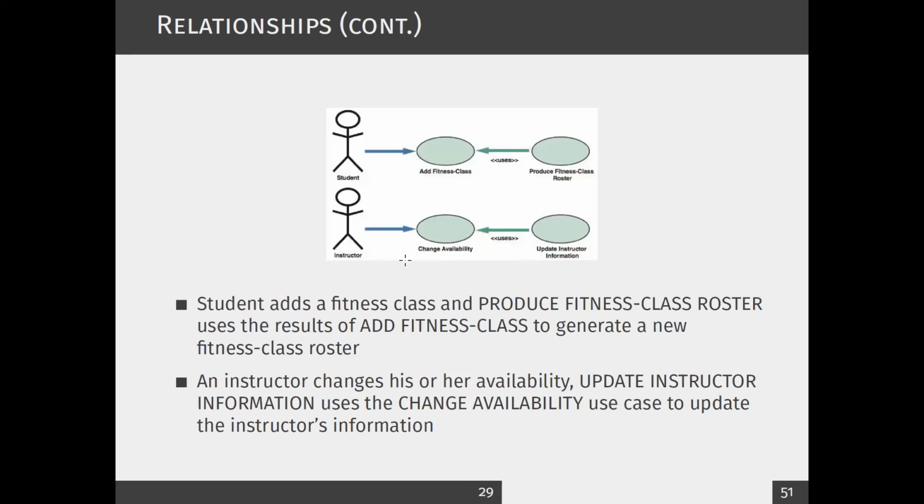Now, here are some examples where we have users, student adds fitness class, and product fitness class roster uses the results of add fitness class to generate a new fitness class roster. So it uses another use case in this particular case.